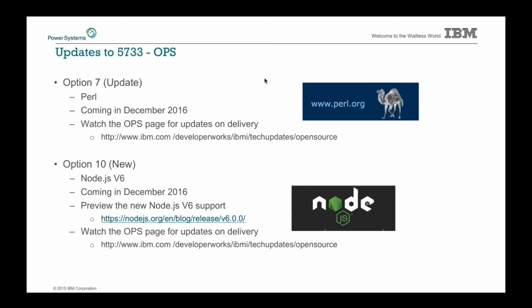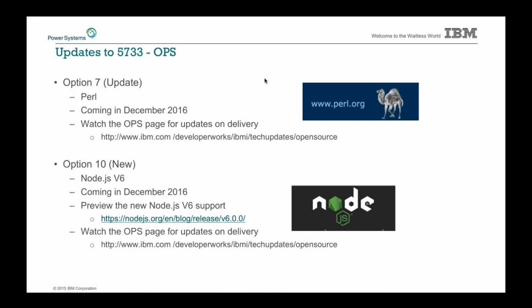Other open source updates, OPS will be updated. These updates will not happen in November. They actually will be one month following. So these will be in December of 2016. We'll be adding Perl, and that'll be added to our option 7 tools option. You'll just get the latest PTF and you'll magically now get Perl. As well as in December, Node.js version 6 will be available.